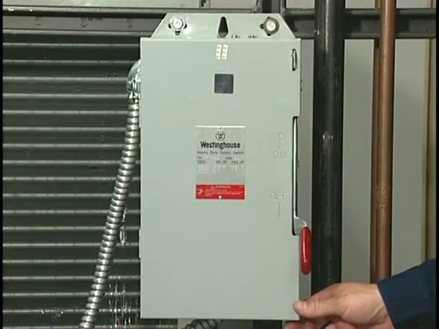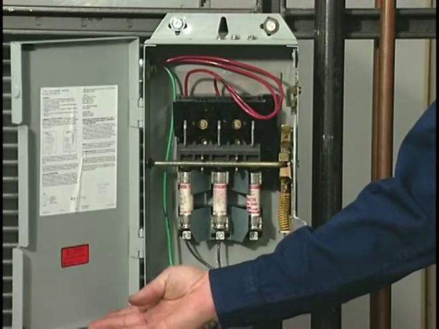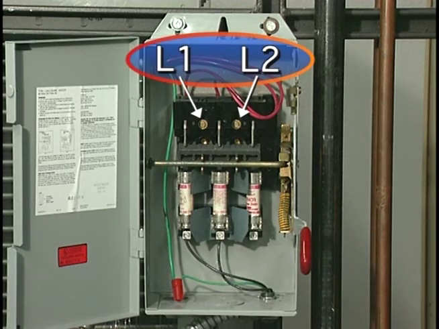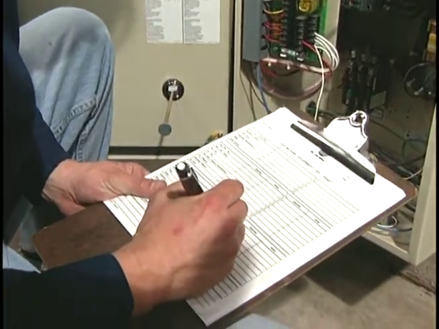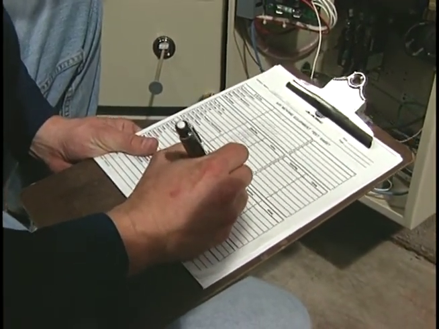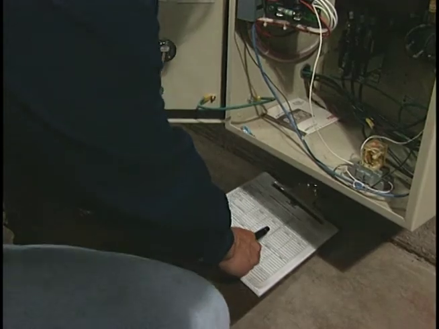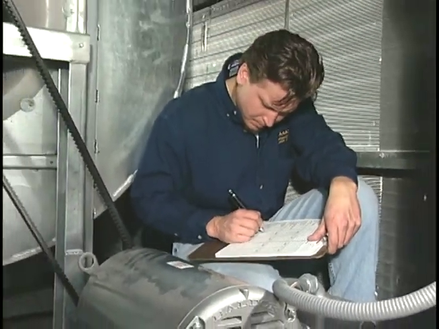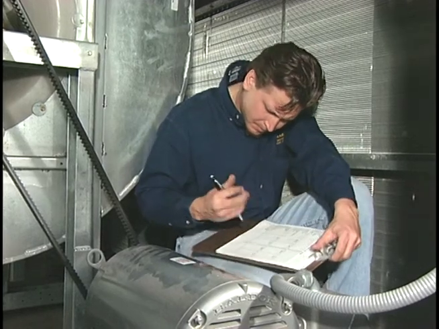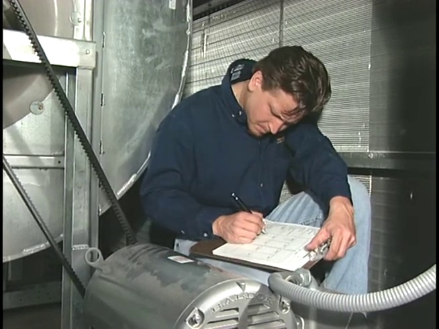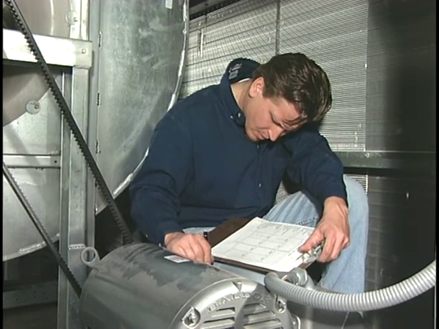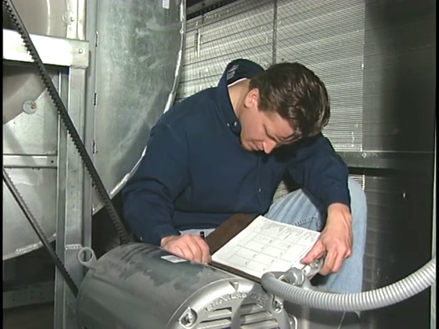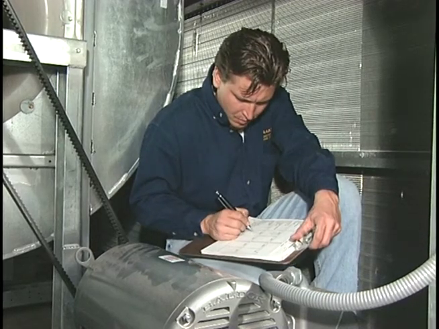Only one reading is required when measuring a single-phase circuit, and that reading is from L1 to L2. The technician records the readings as actual voltage on the appropriate forms and compares them with the specified data. Motor voltage is acceptable if the measured voltage is within plus or minus 10% of the motor nameplate voltage. If the voltage is not within this range, the technician will notify the electrical contractor about the voltage imbalance.